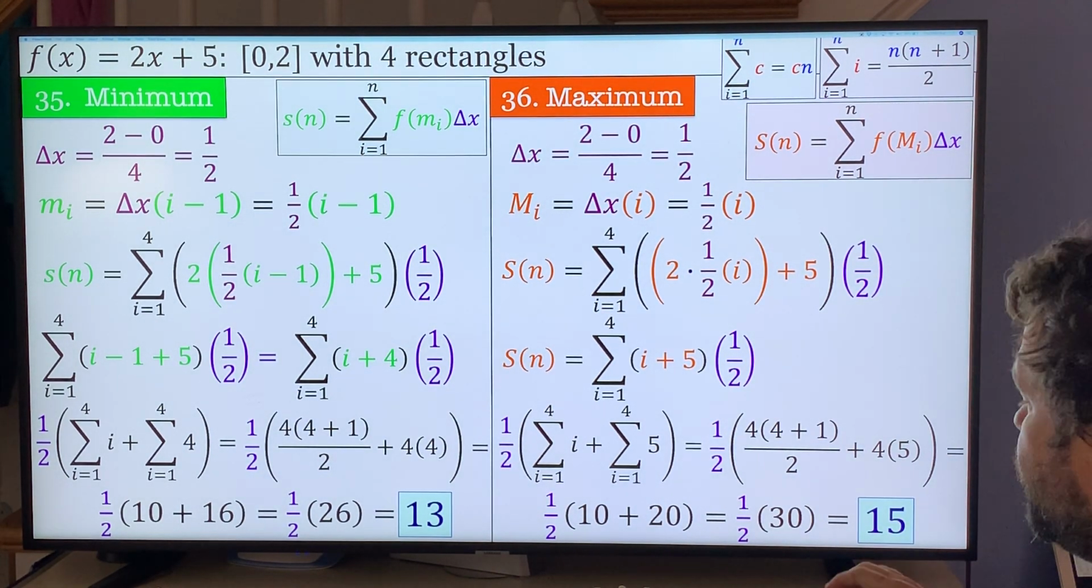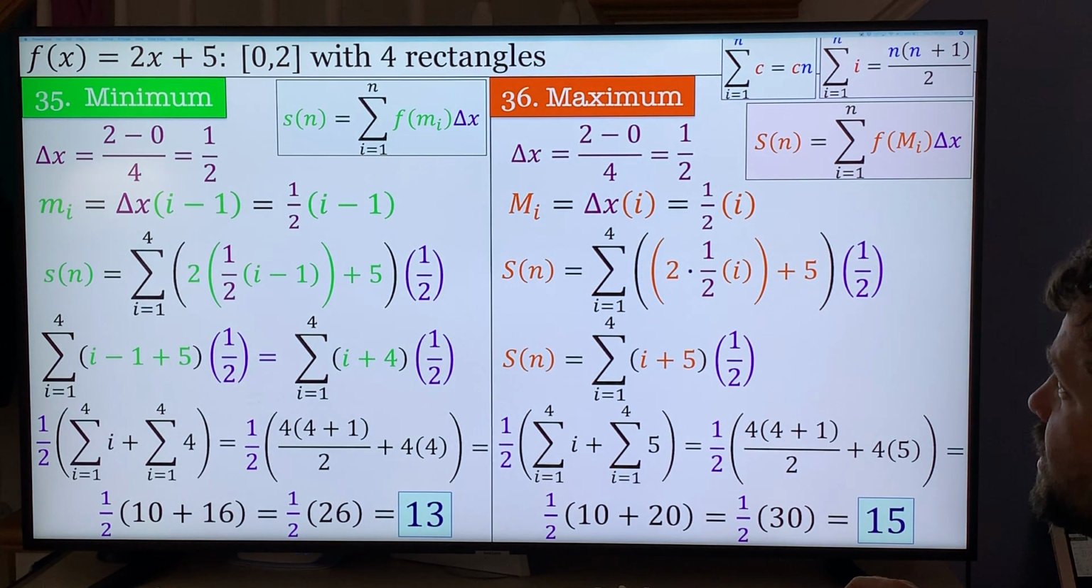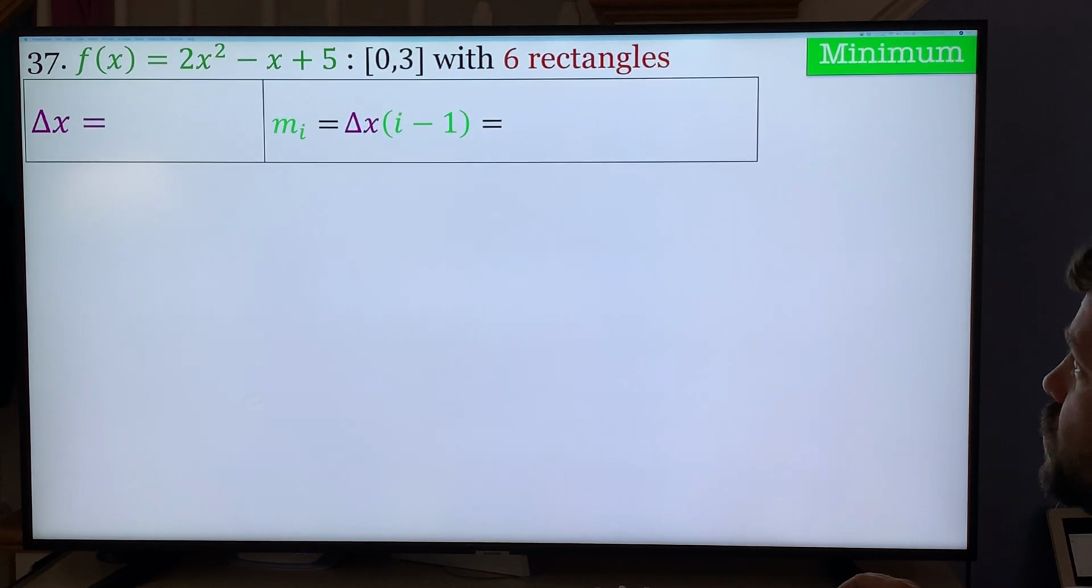Hopefully. Go to number 37. Why don't you guys try this one real quick? And now we're just going to do a bunch of these problems and see how you do.